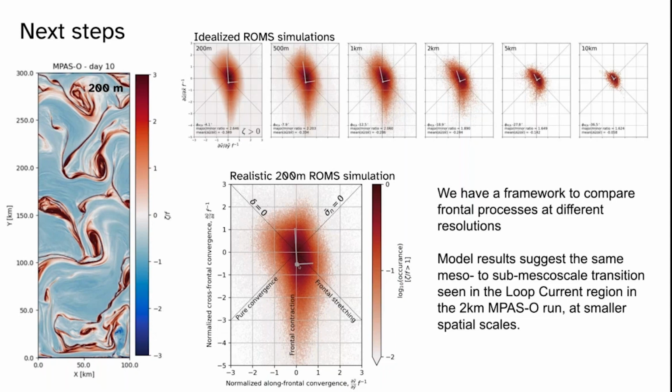And in the mean, you can see that there is a gentle compression of the front and no real along-frontal velocity gradients, but the histogram spreads out quite a bit. And we believe this has to do with, here is a 200 meter MPAS-O case, you can see, with extremely energetic flow and quite a bit of detailed instabilities forming along the fronts. This is really great. I think this is a spectacular simulation, and it's very similar to the ROMS results.